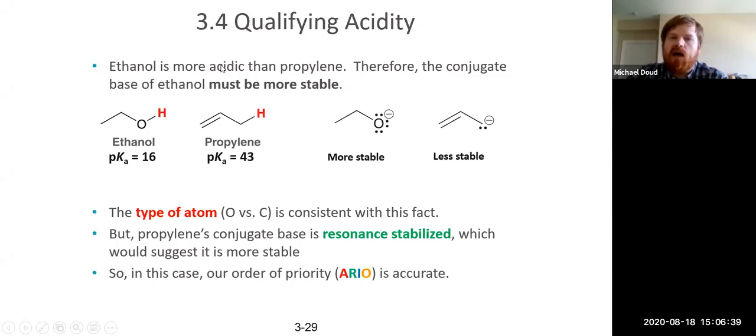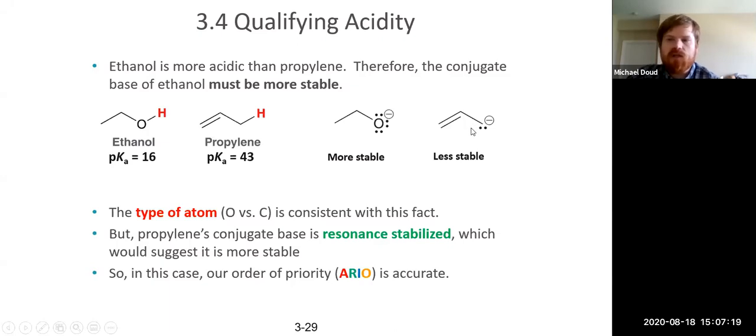For example, I guess I already told this one to you, so this is not really a surprise, but here if you look at ethanol versus propylene, we have the pKa's for ethanol at 16, for propylene at 43. These are different atoms, so we know that according to type of atom, the lone pair on oxygen should be more stable than the lone pair on carbon. But according to resonance, the propylene has a resonance stabilized carbanion, excuse me. So according to resonance, that would be more stable.